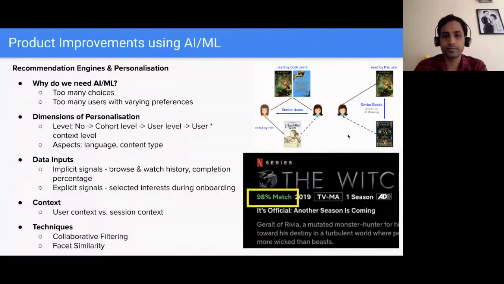The second level is, what do you personalize for? There are different aspects you personalize for. One is language, like English versus Hindi. Then there are content types. Someone likes long form movies, someone likes short movies, someone likes certain genres. So there are different dimensions of personalization.